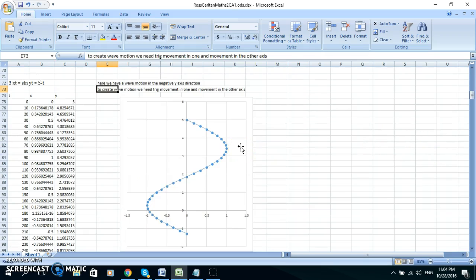Okay, to create wave motion, we need to have a trig movement in one axis and movement in the other axis. So we can see that in this it causes a wave motion negative in the y-axis.